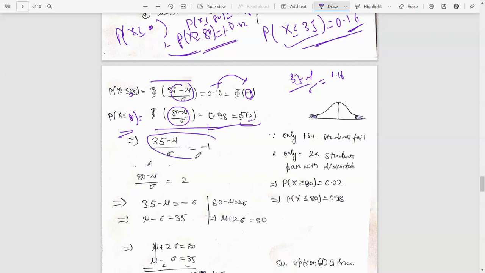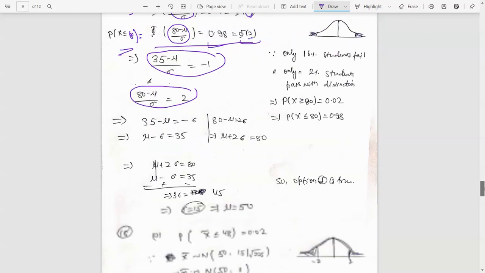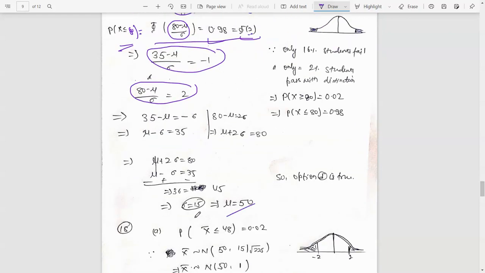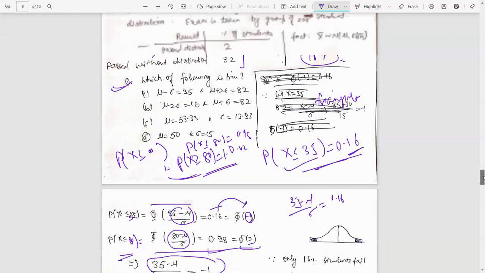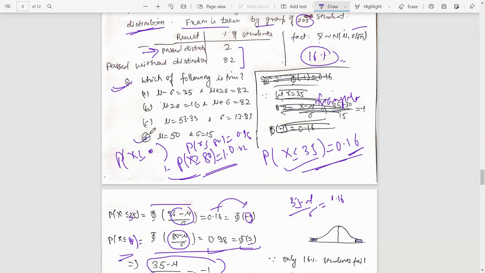With these two equations, we do some calculation, solve them out, and we get that mu is equal to 50 and sigma is equal to 15. So at this point you can say that option D is correct. If D is correct, C is not going to be correct. Mu plus 2 sigma is not 80, so that is not correct, and mu minus 2 sigma is not 16, so that is not correct either. Only option D is correct.